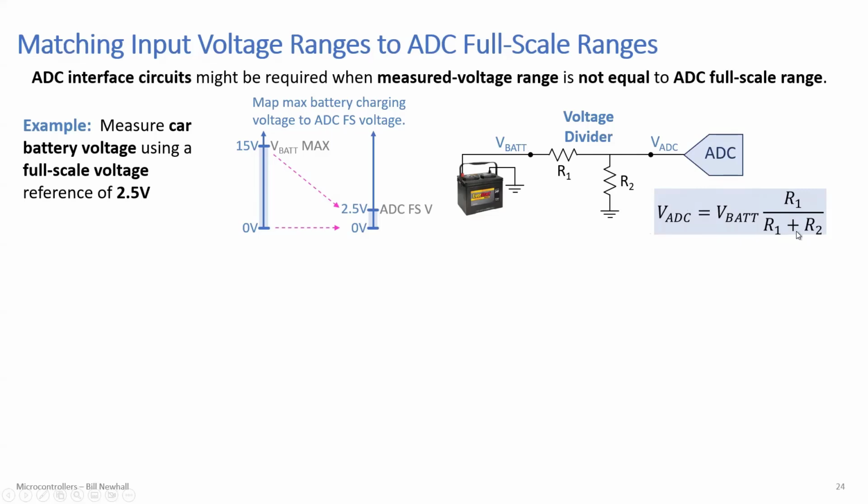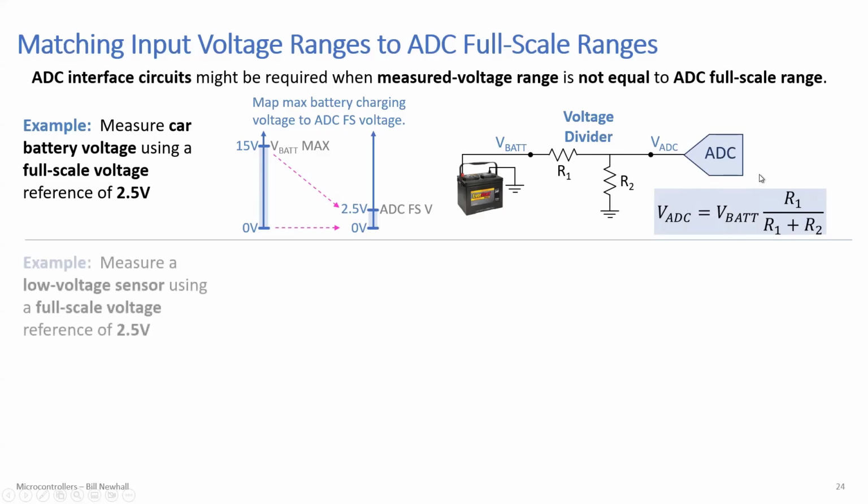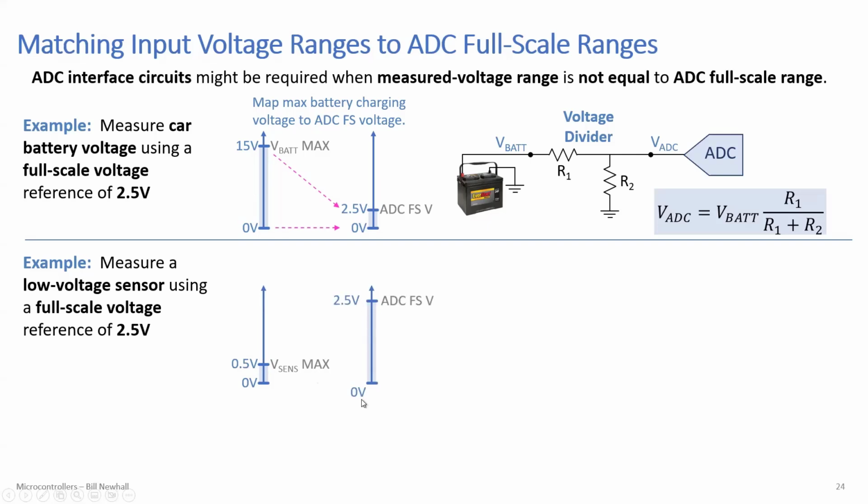So you're doing this in lab when you're using the 1.1 volt reference of the ADC to measure the 6 volt, or a little more than 6 volt, battery pack. That's what you're doing. But let's suppose you have a low voltage sensor, and you're using a full scale voltage reference of 2.5 volts. So let's suppose that sensor covers 0 to 0.5 volts, and your ADC full scale range is 0 to 2.5 volts. Okay, so you want to map like this. You want to map the max sensor voltage to the max ADC voltage.